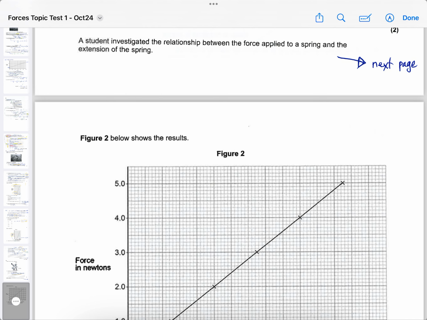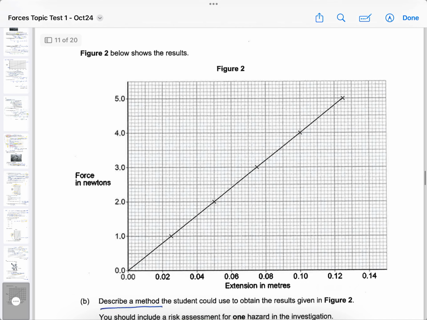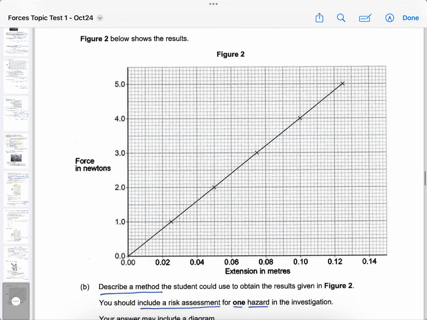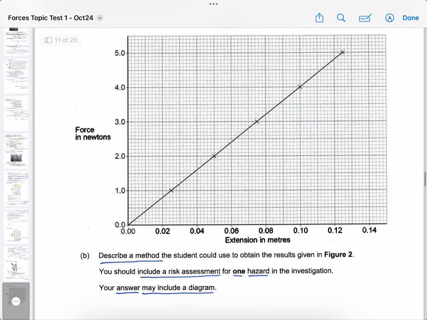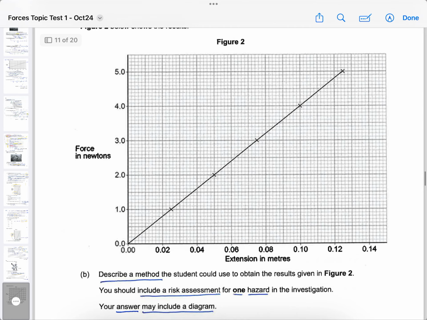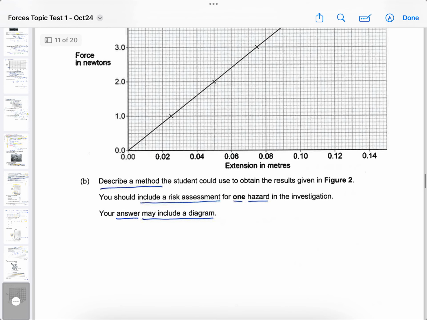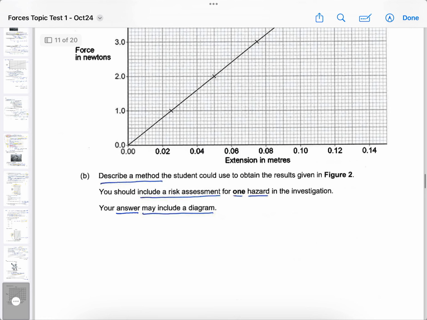Once again, a student investigates the relationship between the force applied to the spring and the extension of the spring, and that's been plotted in this graph here. So force on the y-axis, extension in meters on the x-axis, and then they want you to describe the method that the student could use to obtain the results given in this graph. Figure 2. So you should include a risk assessment for one hazard in the investigation. In other words, this is scientific skills. Do you know how to do this experiment, and can you describe it in depth, detail, with clarity? Your answer may include a diagram.